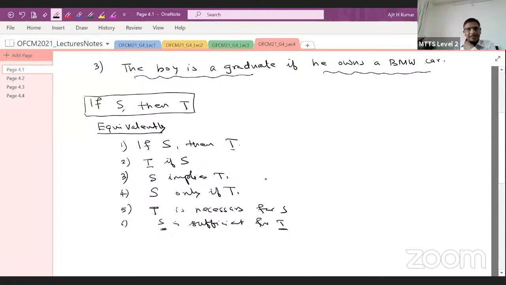Many times we write this as S implies T in symbols, right? Or S only if T, for S to happen, T is necessary, right? That means if S, so what does it say? If S, that means if it is red, then T has to be true. That means the apple has to be ripe. So these are equivalent ways of saying the same statement.